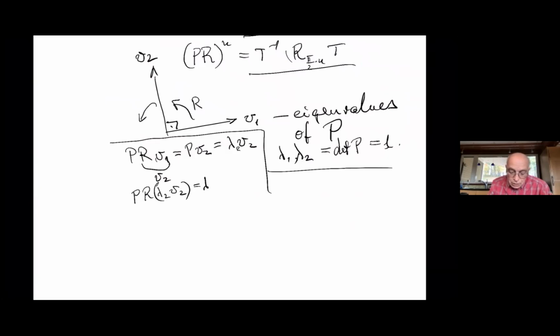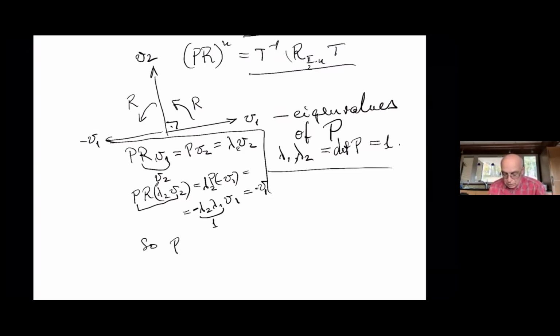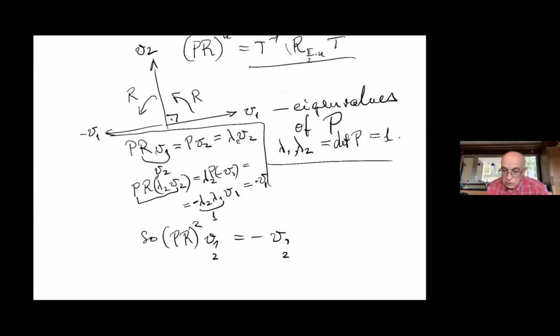So that's lambda 2. Rotation of v2 gives minus v1, right? I factor out lambda 2. P applied to v2 is minus v1, and there is P in front, and P applied to v1 is lambda 1 v1. And that product is 1. So the upshot is, if we apply the matrix PR to v1 two times, we get v1 with a minus sign. The same, of course, is going to be true for v2, because my argument is symmetric. I could have chosen v2.